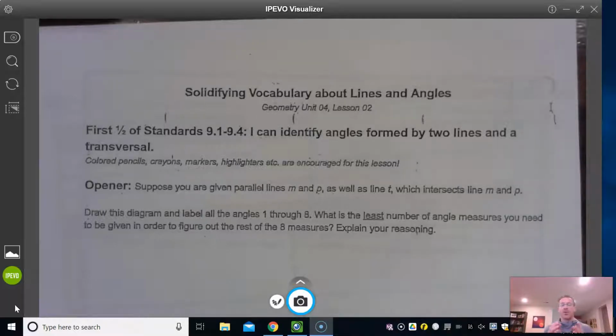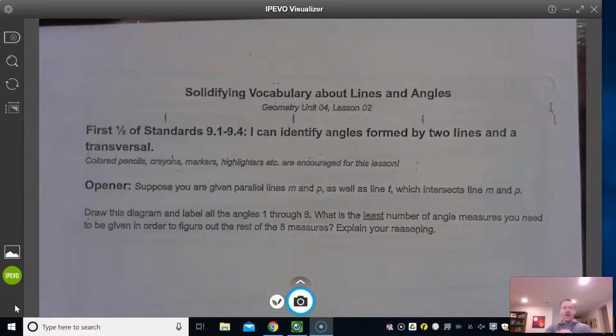Now Unit 4 is going to focus on what happens when we have a transversal, which is a line that intersects two or more coplanar lines. And what type of angles are formed and what type of relationships exist between those lines and angles in the plane.